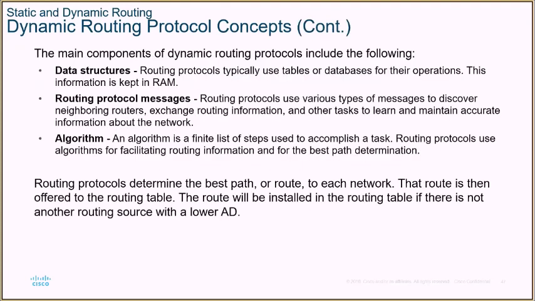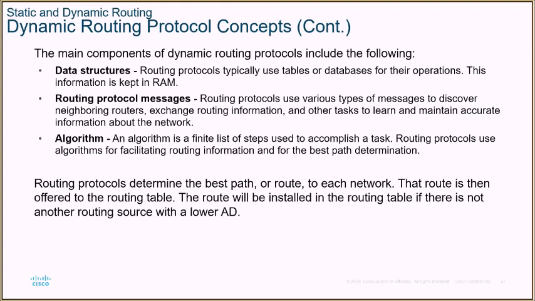Okay, the main components of a dynamic routing protocol are the data structures. So routing protocols typically use tables or databases for their operations. This information is kept in RAM. Then the messages themselves, and so of course they use various types of messages to discover neighbouring routers, exchange routing information, and other tasks to learn and maintain accurate information about the network. And then there's the algorithm. So once you've discovered all the network information from your neighbours, you then need to figure out what's the best way to each destination. And that's the algorithm that does that.